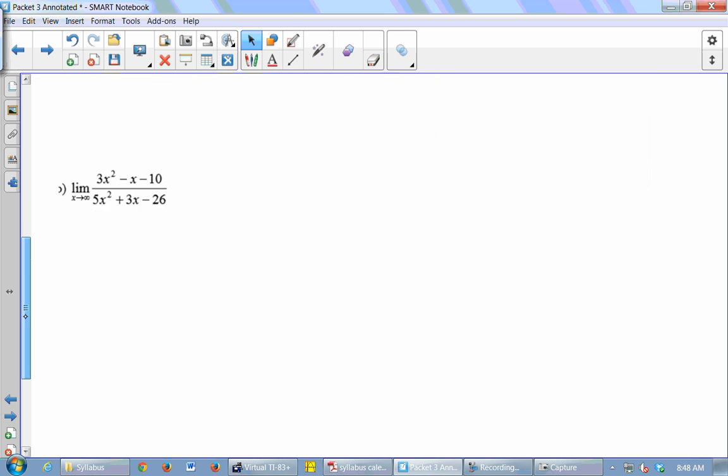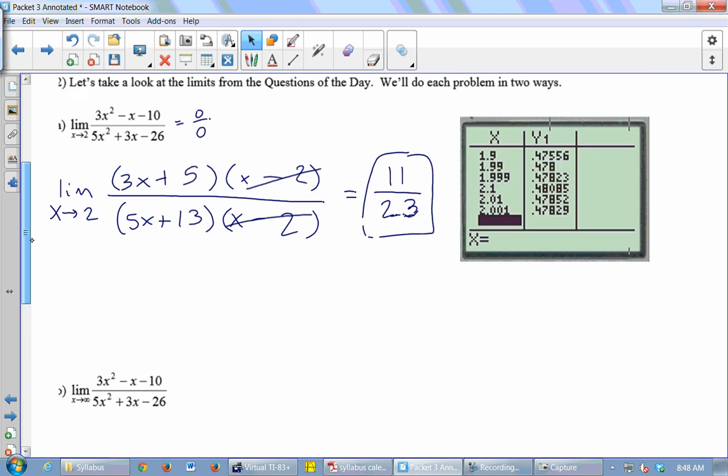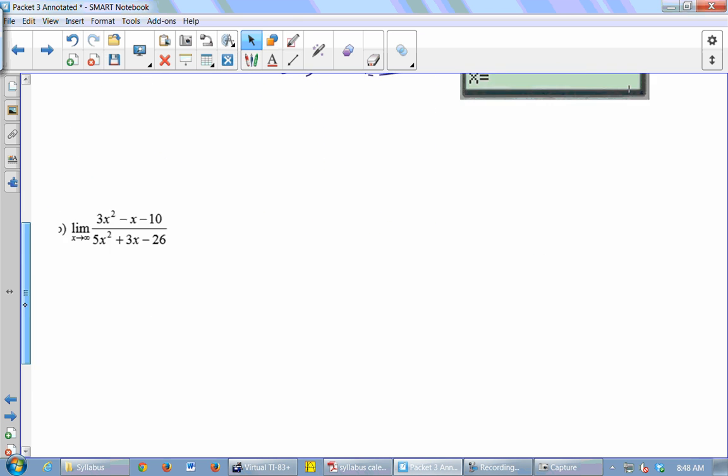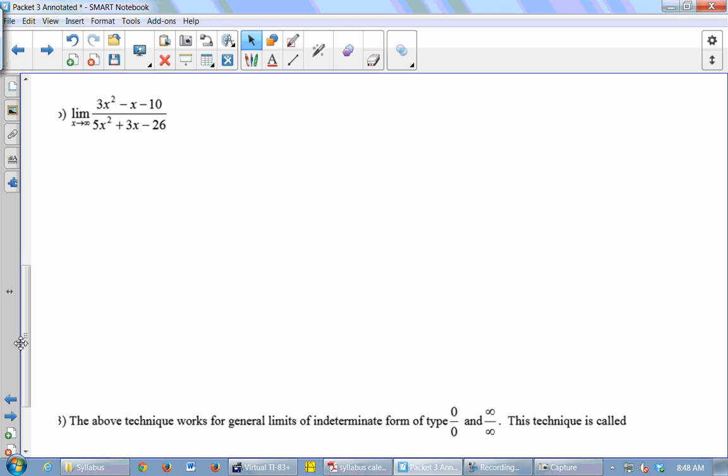All right, let's look at the same function, right? 3x squared minus x minus 10 over 5x squared plus 3x minus 26. But this time I'm looking at the limit as x goes to infinity. So you can't plug infinity in, right? You have to just think about what happens as you plug in bigger and bigger numbers. So the limit as x goes to infinity is the end behavior of this rational function. Anybody remember a rule for how to do that?